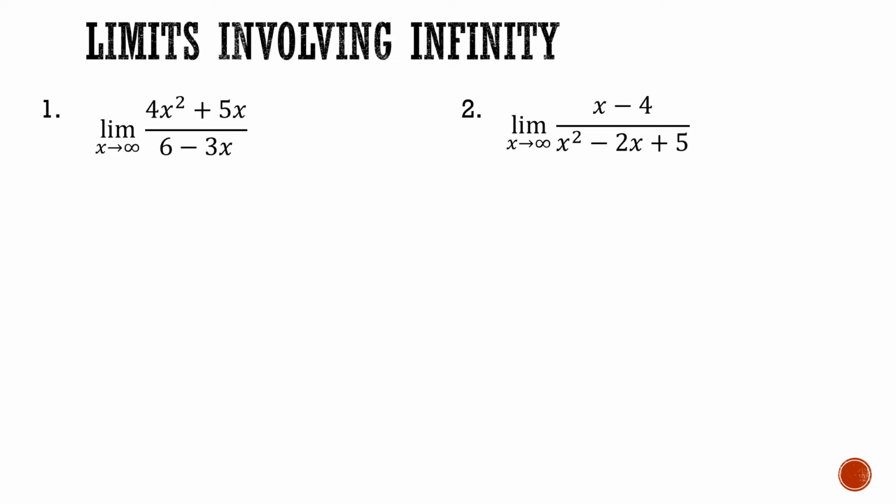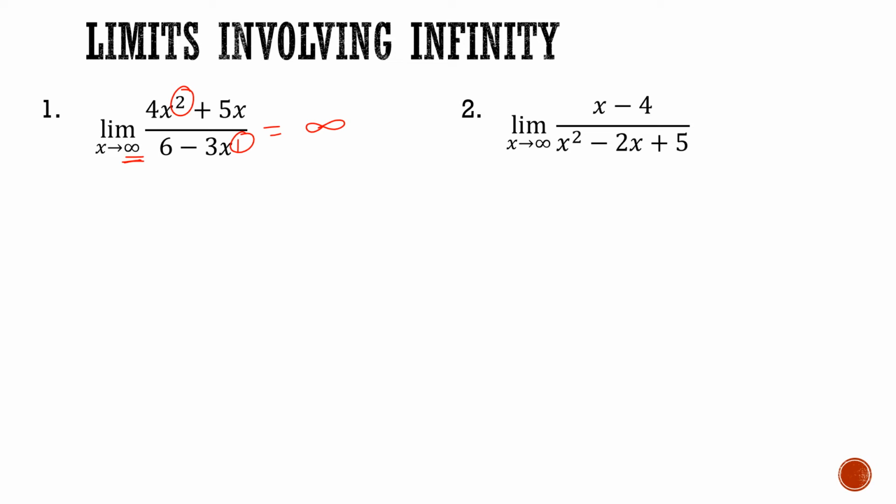So in this very first one, I want to find my degrees. The degree of the top is 2, and the degree of the bottom is 1. Since the degree of the top is bigger than the degree of the bottom, my limit is going to equal infinity. It follows whatever this is.